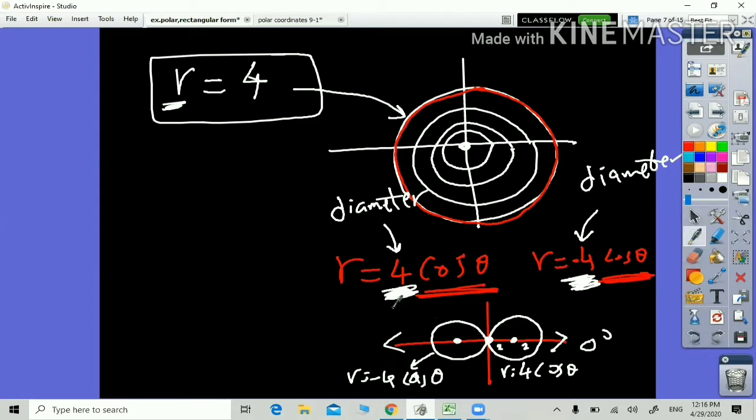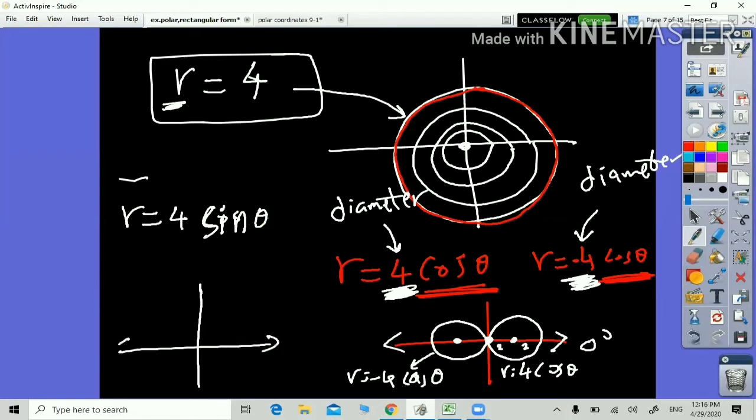What about if I have r equals 4 sine theta? Your circle will be on the y-axis. It will be here, like that. This 4 is the diameter, which means our radius is 2. So that is the center. This part is 2, this part is 2.